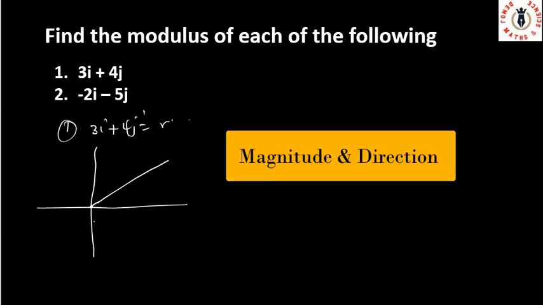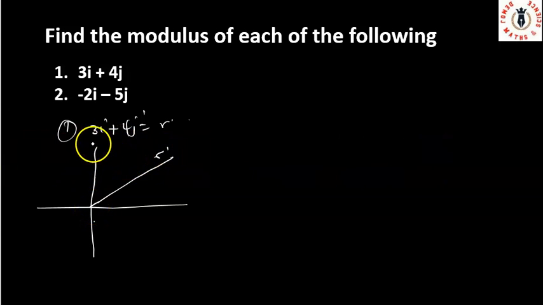Now if this is my vector r, and this is my y-axis and my x-axis, let's tag this place as 3, then on my y-axis I have 4. So I have my vector r this way, and vector r makes an angle theta with the x-axis, so that r here becomes the modulus of this vector, also known as the magnitude of this vector, and theta will be the direction of this vector.